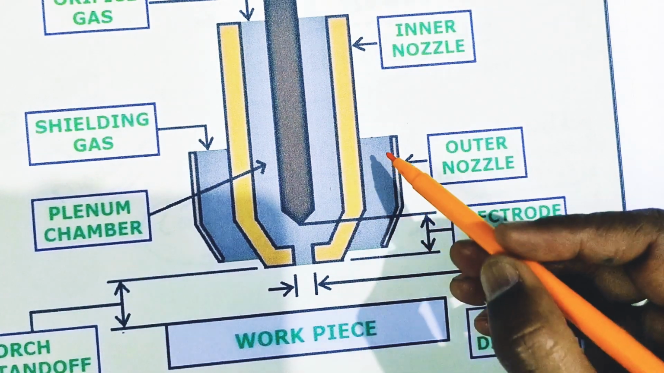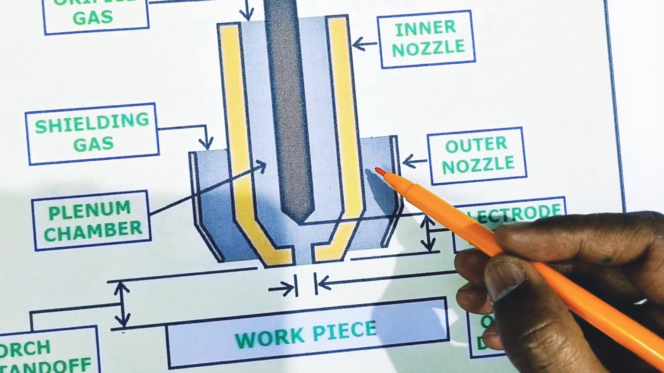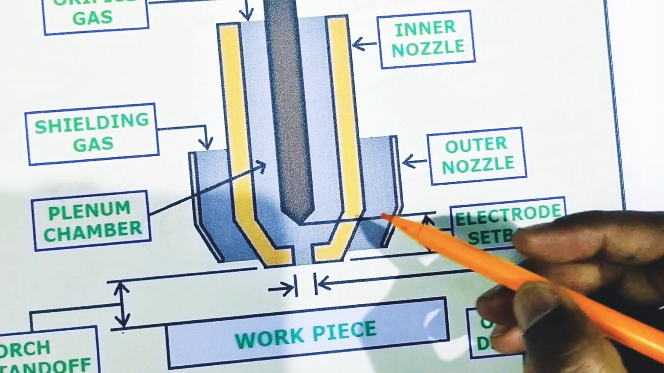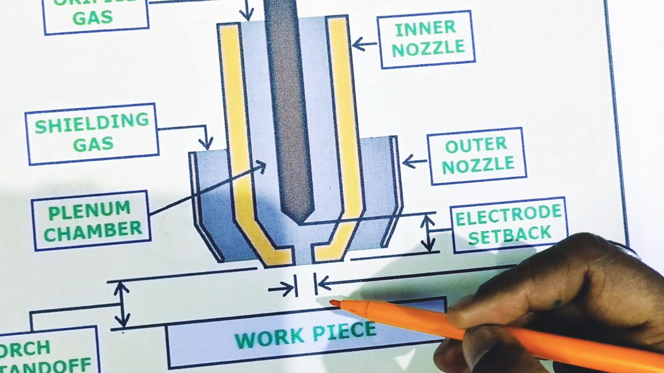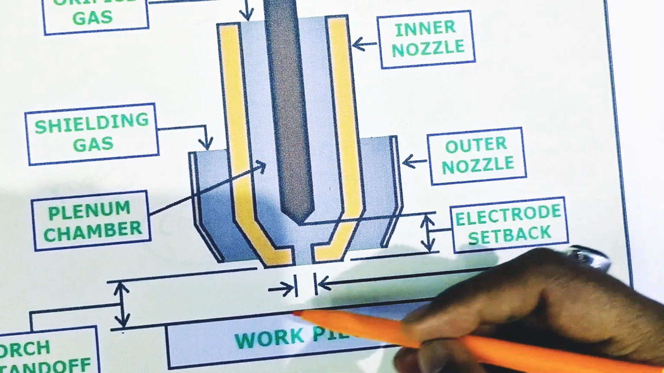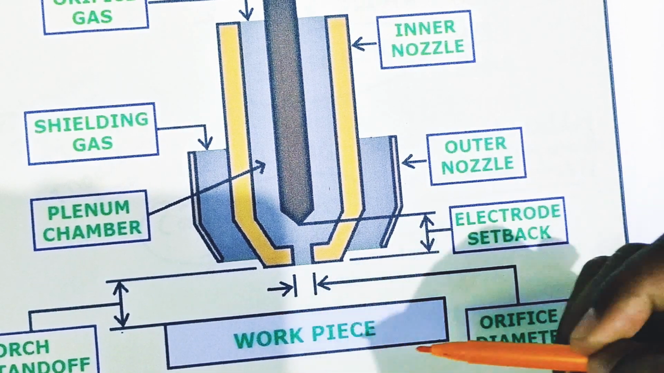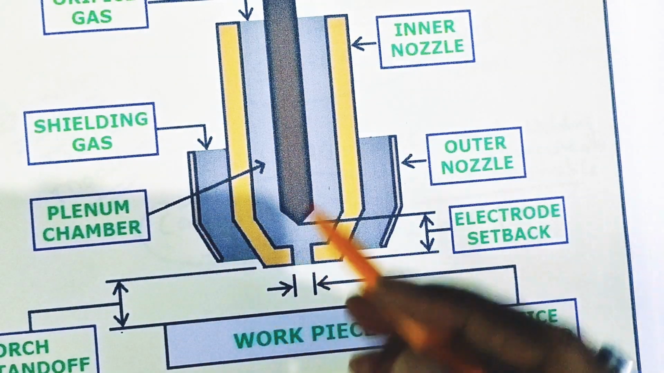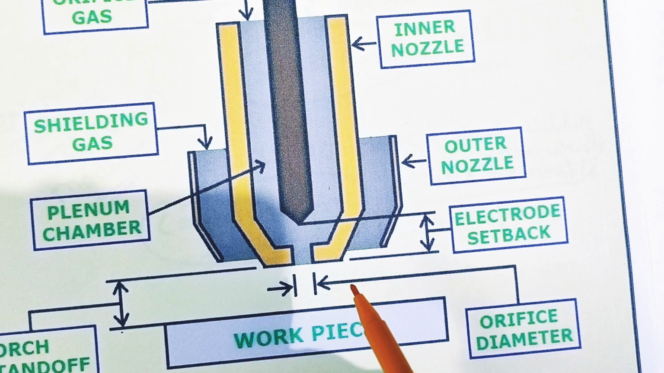So friends, as I told earlier, the outer nozzle consists of the shielding gas, and as usual the shielding gas covers the area of arc plasma or the molten weld pool to avoid contamination of the welding. So this is how a torch of a plasma arc welding looks.